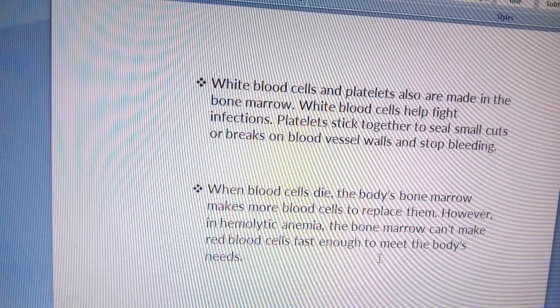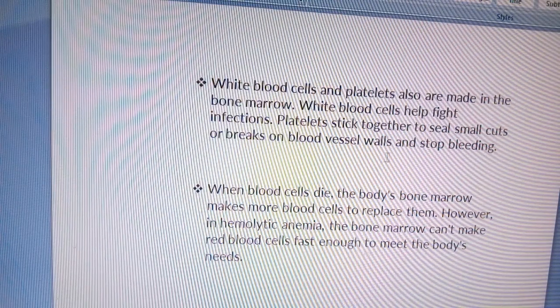White blood cells or WBC and platelets are also made in the bone marrow. White blood cells help fight infections. Platelets stick together to seal small cuts or breaks on blood vessel walls and stop bleeding. When blood cells die, the body's bone marrow makes more blood cells to replace them. However, in hemolytic anemia, the bone marrow cannot make red blood cells fast enough to meet the body's need.